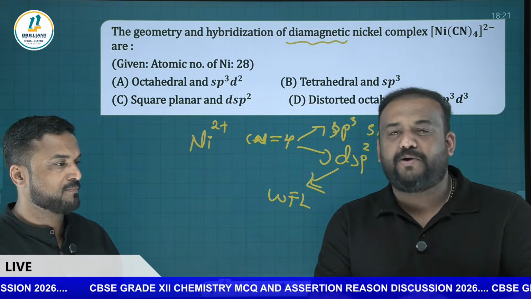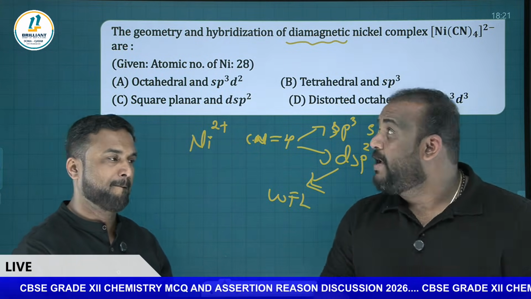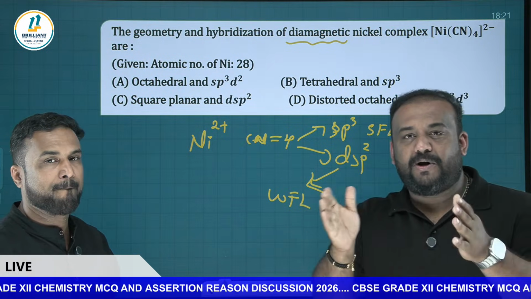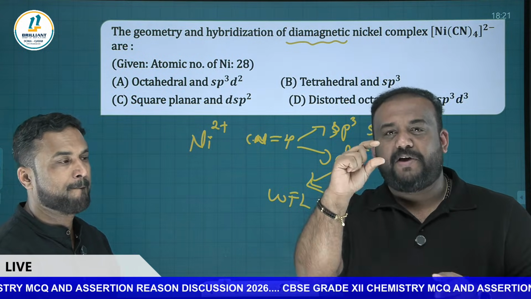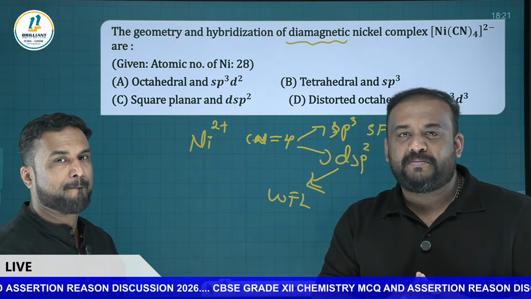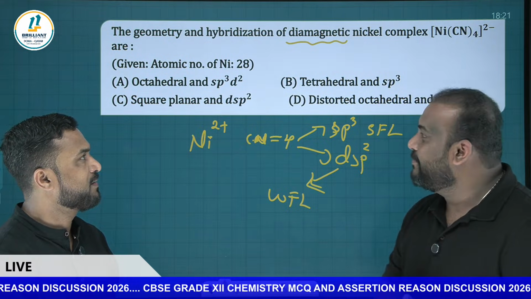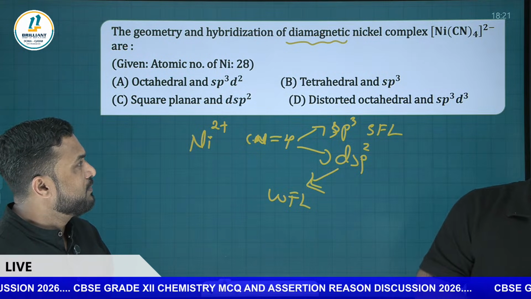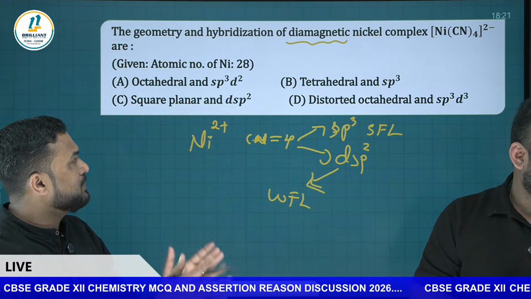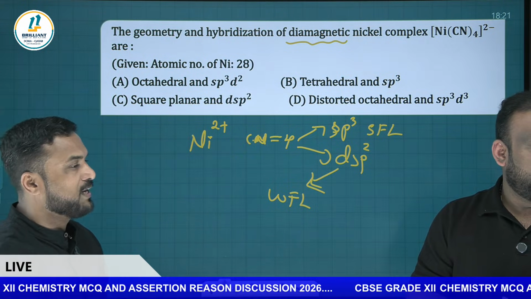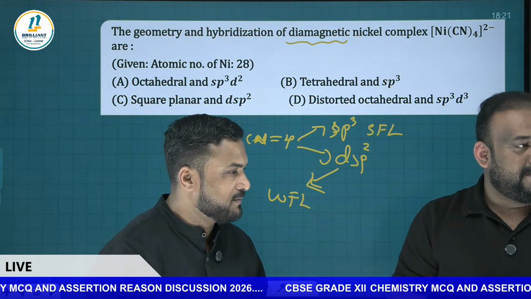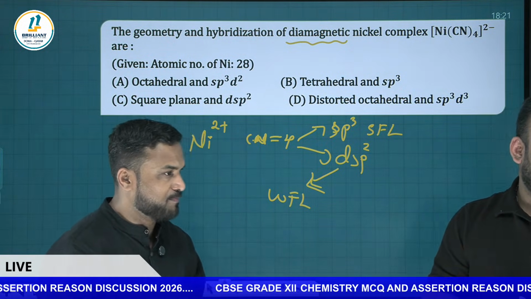So you know that in Ni2+ the configuration is 3d8, and it is a strong field ligand. So all the 8 electrons will be paired, leaving one of the 3d orbitals empty. So it will be used for hybridization. So the answer is dsp2.